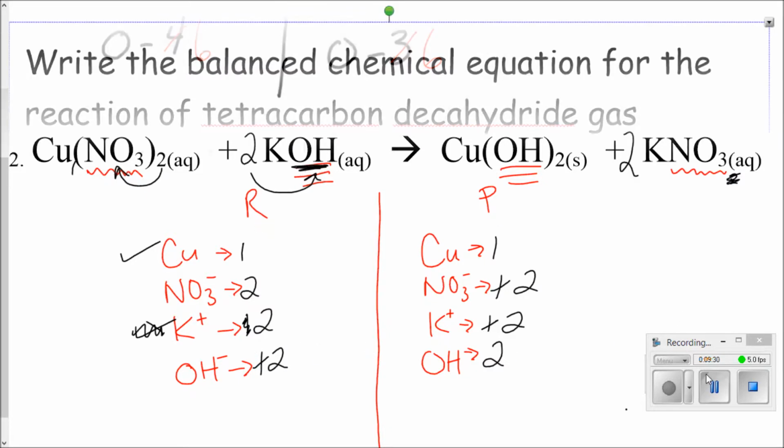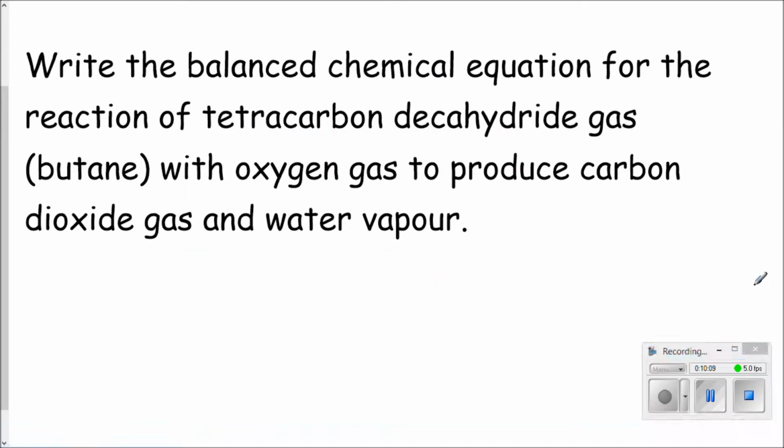Let's try one more quickly. Okay, let's look at this example. In this example, we're asked to make a skeleton equation because we're given the chemical name. So we have to come up with the chemical formulas. So it says write the equation for the reaction of tetracarbon decahydrate gas.